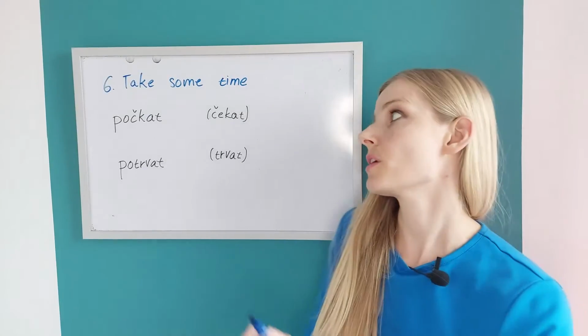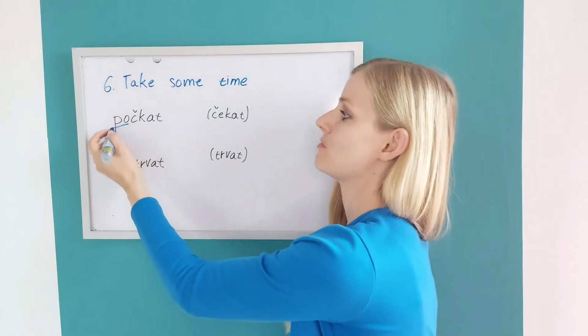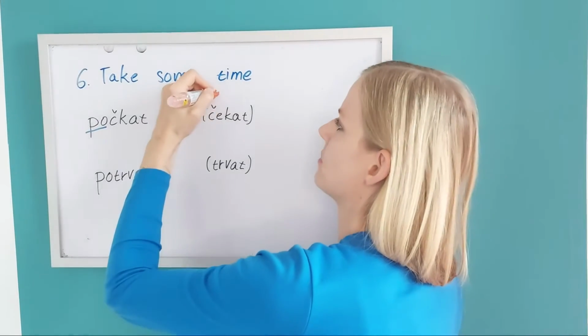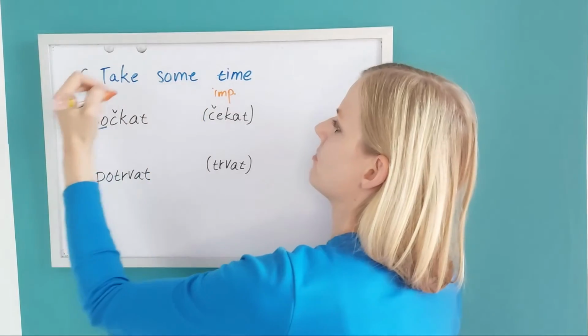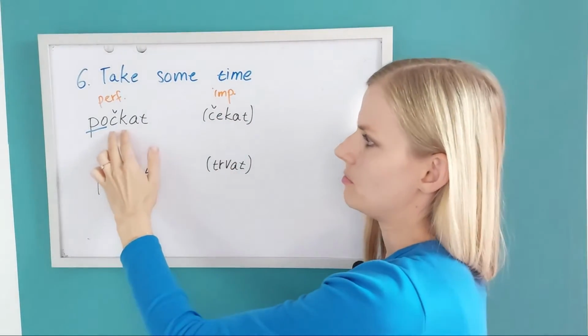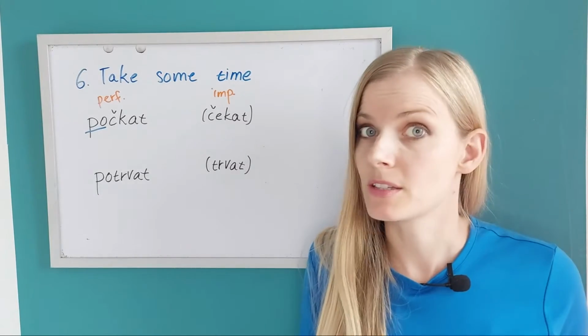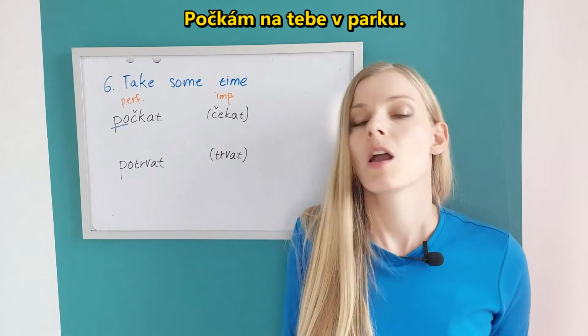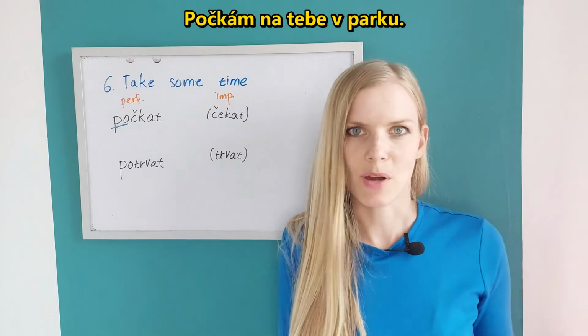The prefix po can also mean that something will take some time or took some time. These are imperfective verbs and these are perfective. From čekat, to wait, there is a verb počkat, which is perfective. Počkám na tebe v parku. I'll wait for you in the park. Počkám na tebe v parku.